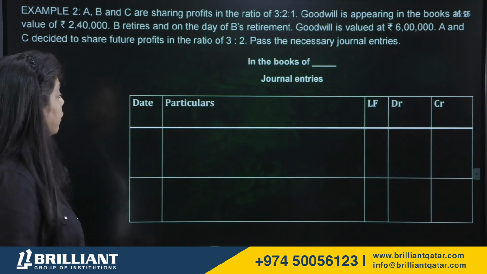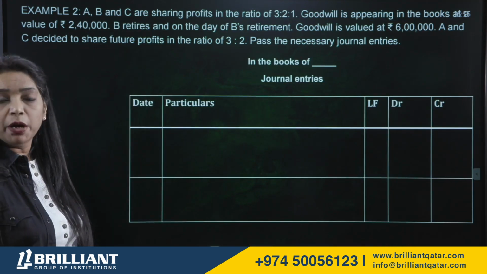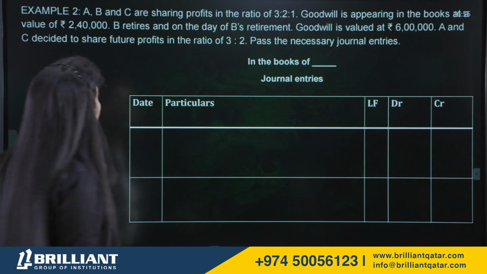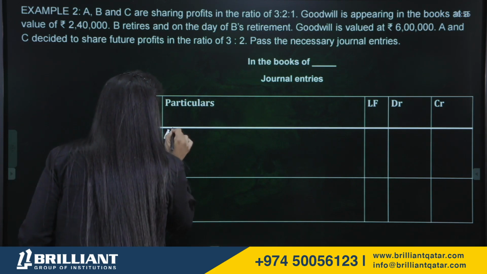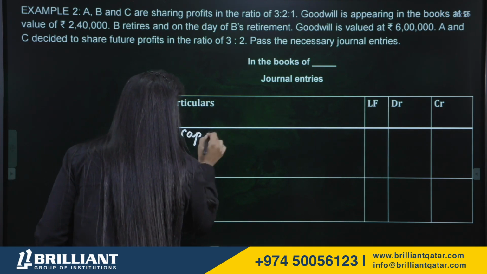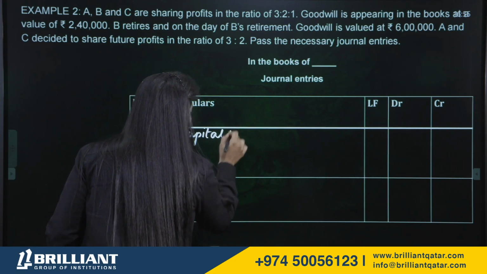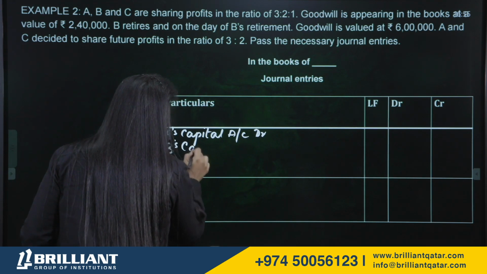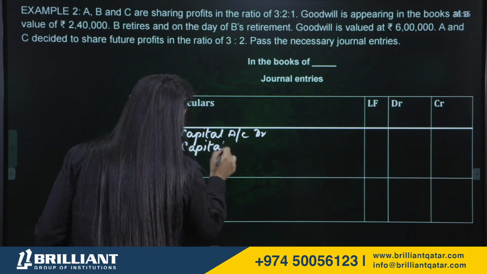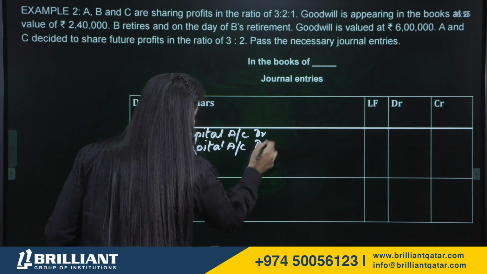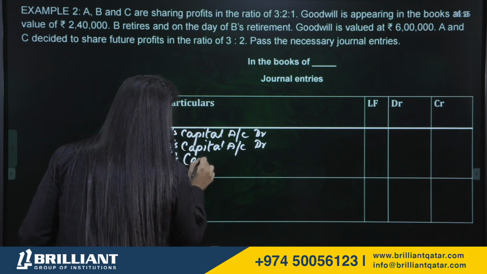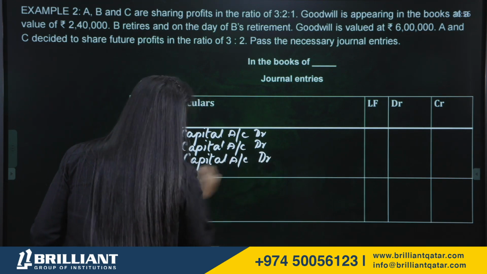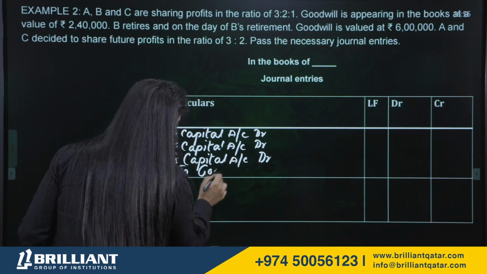So the first journal entry which you have is, goodwill is already appearing. So for that we will write it off to all the partners in the old ratio. So the entry will be A's capital account debit, B's capital account debit, C's capital account debit, to goodwill account.